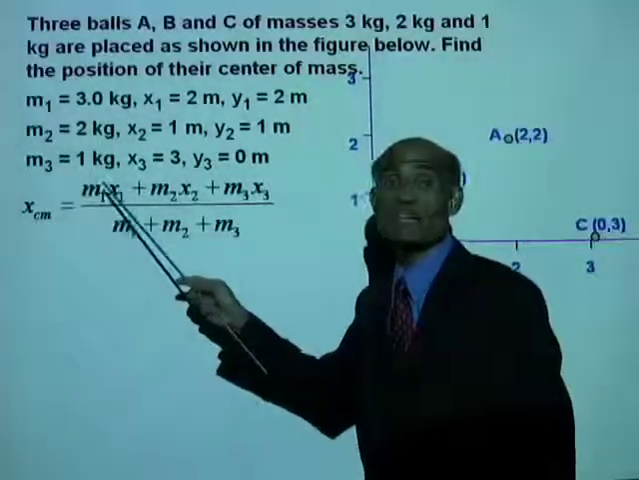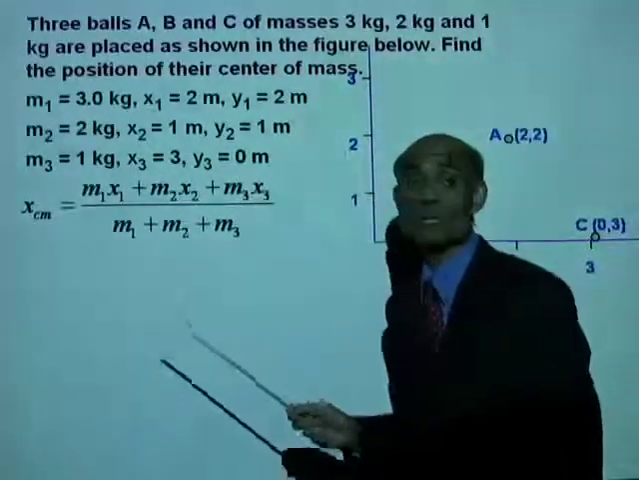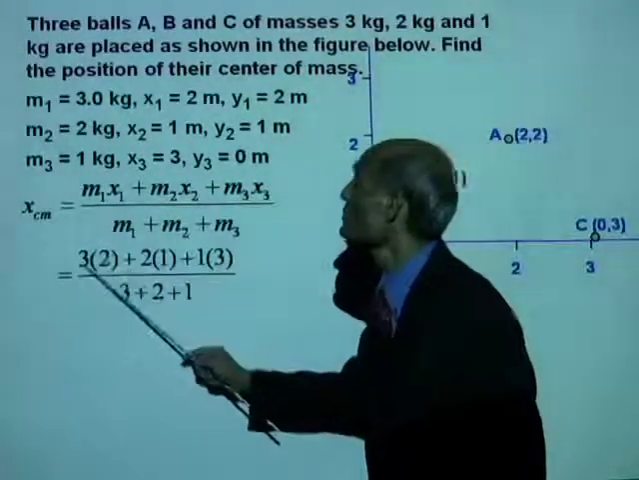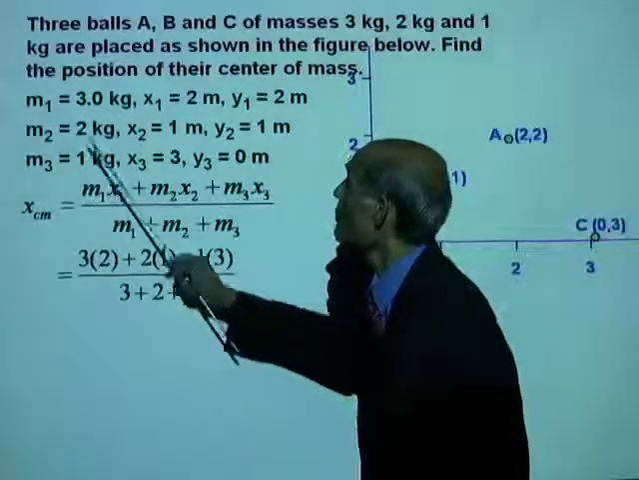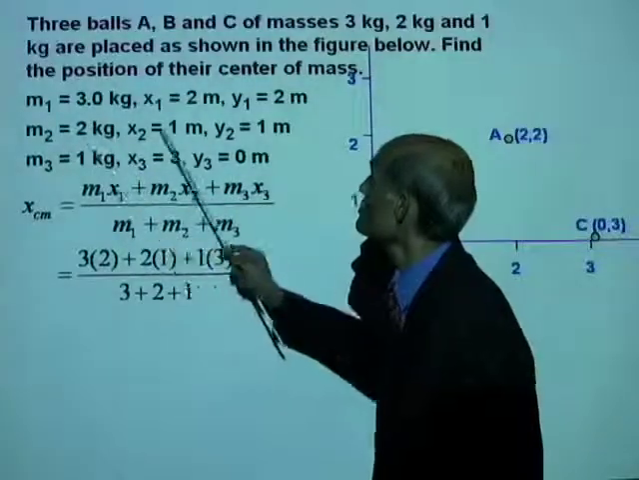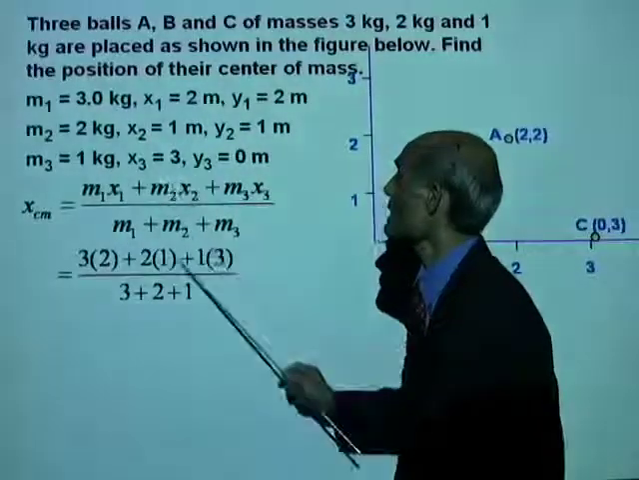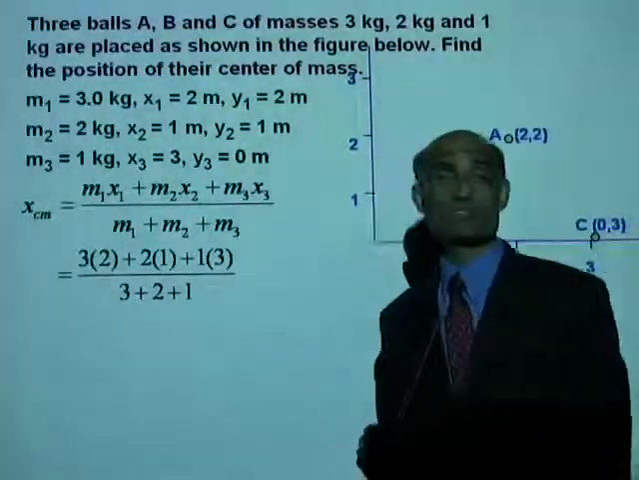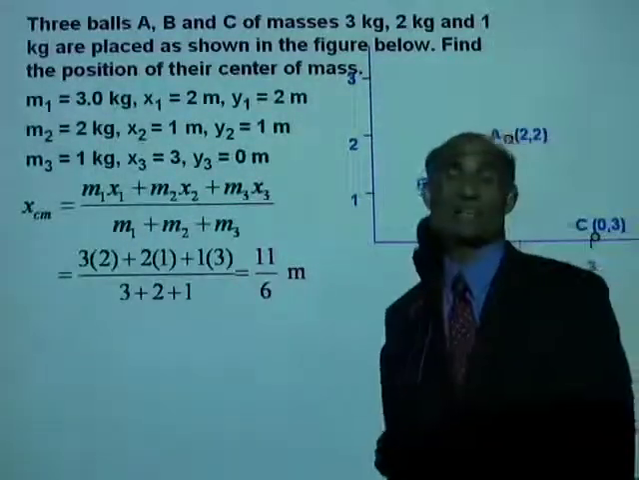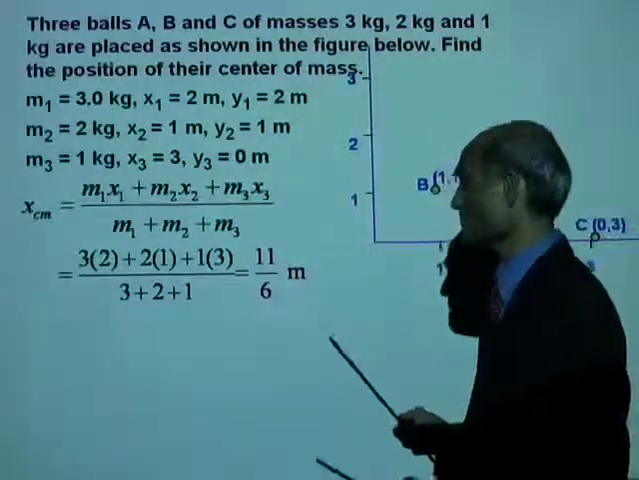X center of mass is m1 x1 plus m2 x2 plus m3 x3 over m1 plus m2 plus m3. That is 3 times 2 plus 2 times 1 plus 1 times 3, divided by 3 plus 2 plus 1, and that's equal to 11 over 6 meter. The x center of mass is 11 over 6 meter.